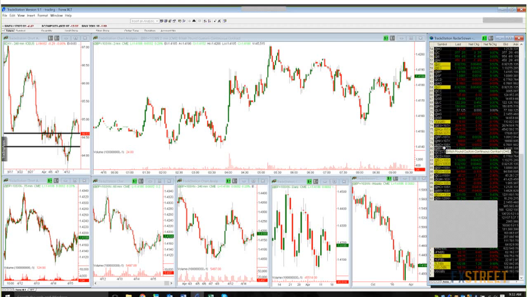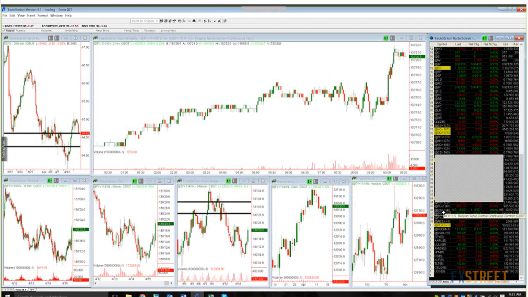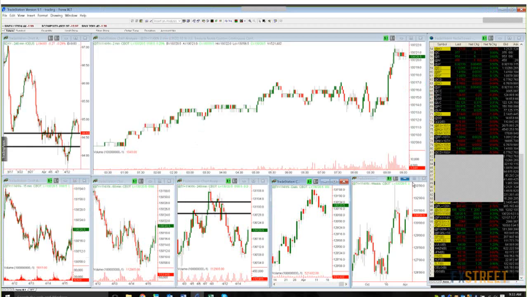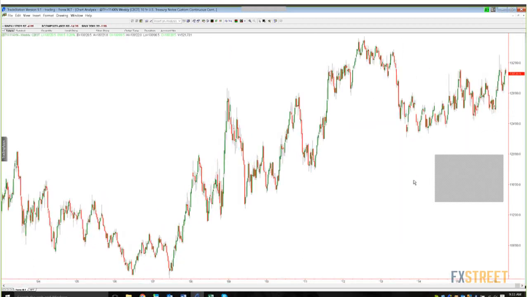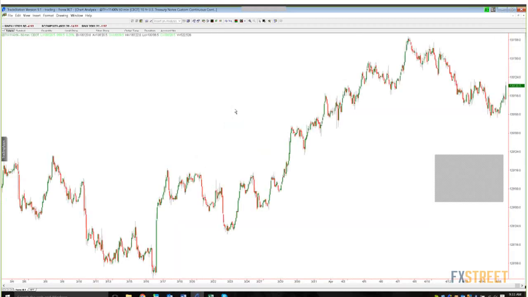Next market. 10-year. One of my favorite markets. Sure. Okay. So just to put this into perspective for everybody, here's a nice big time frame of the 10-year. Let's go down a few time frames. And so there's a 60-minute.